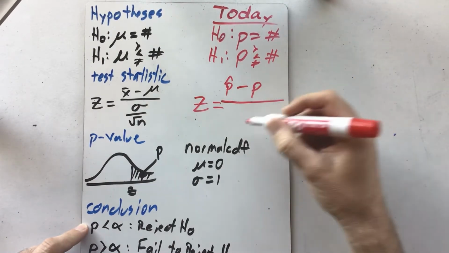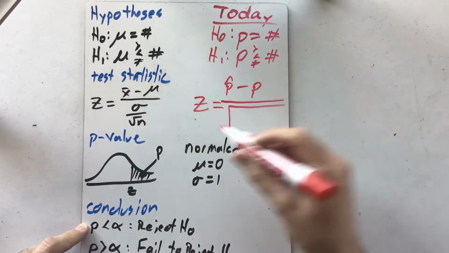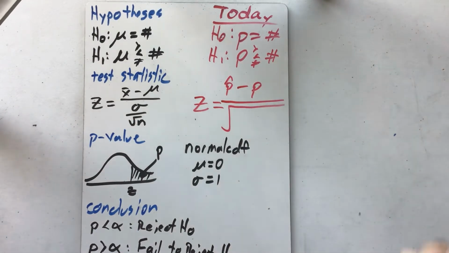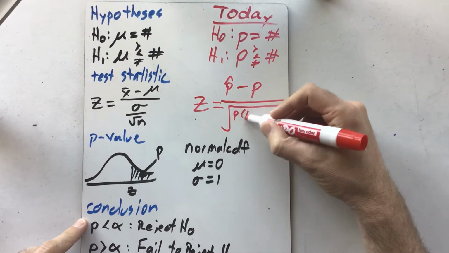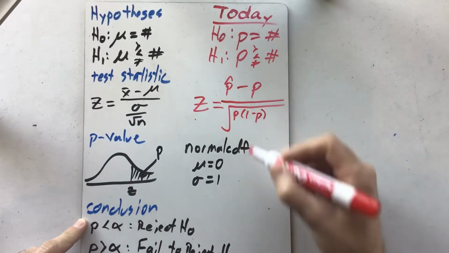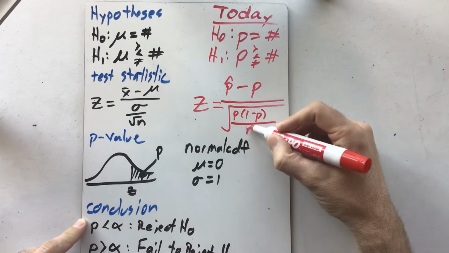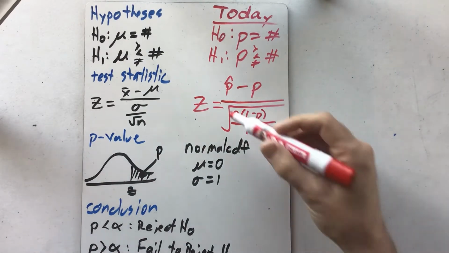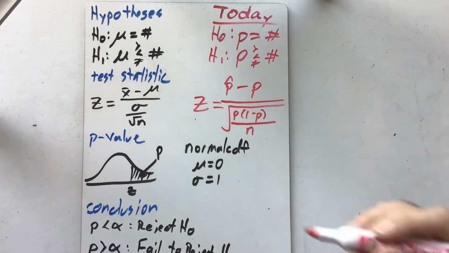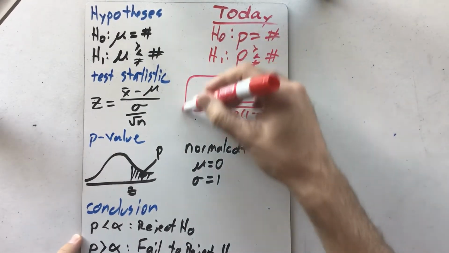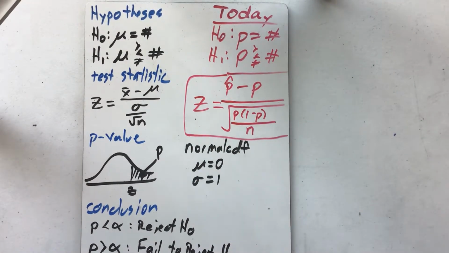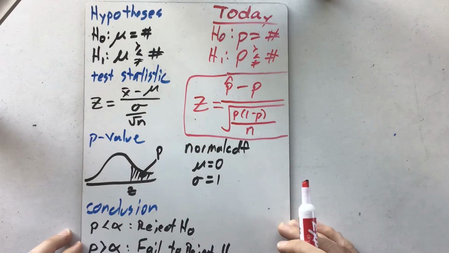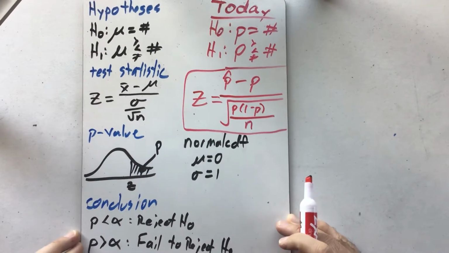And now when we divide, we don't have a standard deviation anymore, but what we have is that formula for standard deviation that we found a few sections ago. And that formula is P times 1 minus P, and then we divide all that by n. So it's the square root of P times 1 minus P over n. And so this ends up being our important formula that we're going to need to use to find our test statistic. Once we have our test statistic, we go about the problem the same as we have.